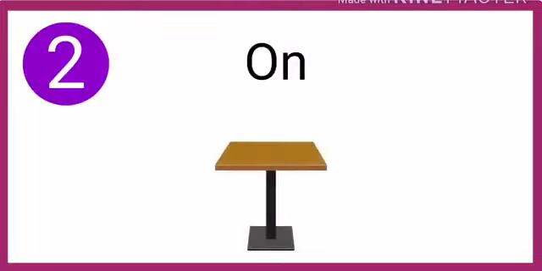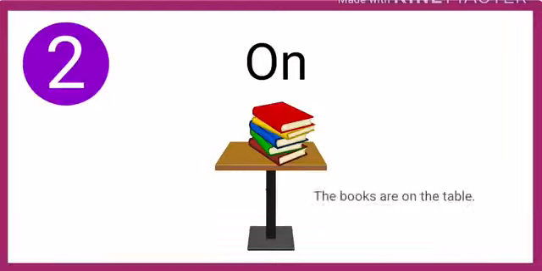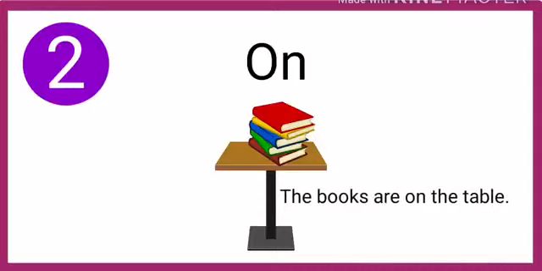Number 2, preposition on. Look at this example. There's a table and these are books. Where are the books? The books are on the table. On. Where are the books? The books are on the table.